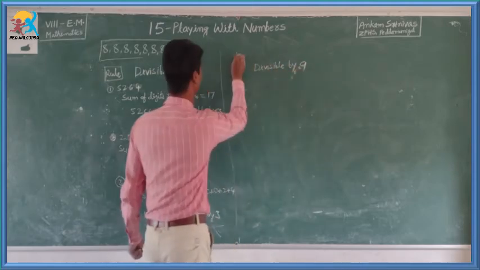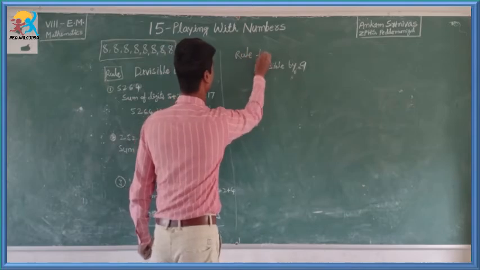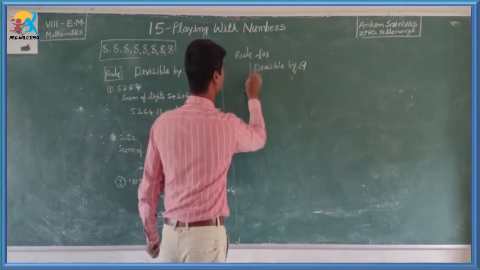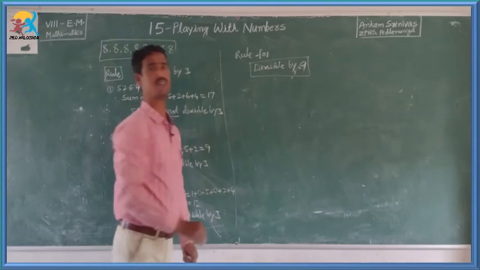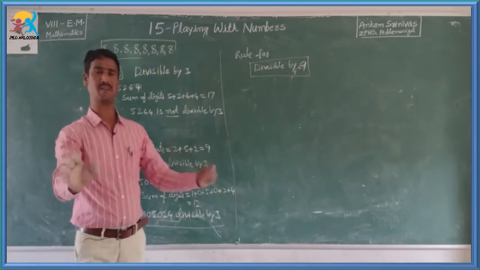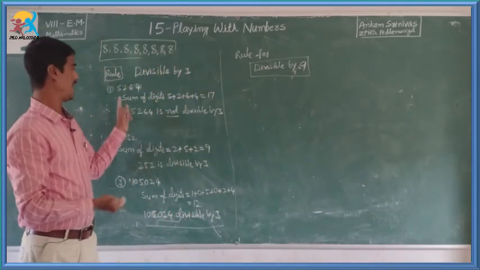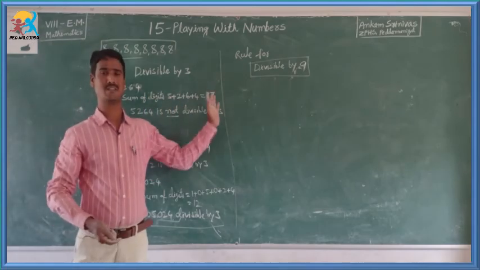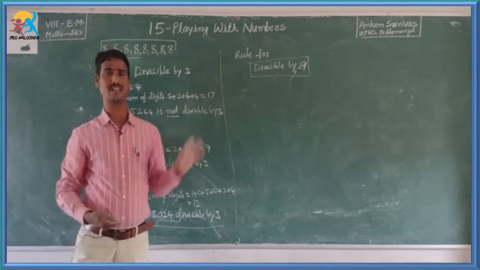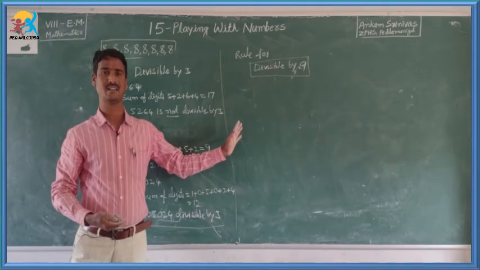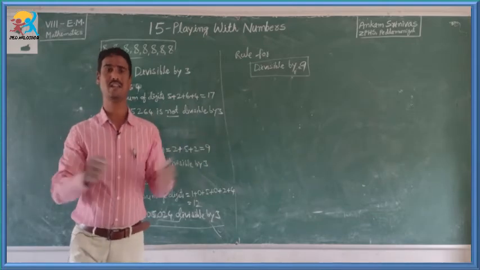Rule for divisible by 9. How to check divisible by 9? The same method we have to follow. Add the sum of digits. If the sum of digits is in the table of 9, it is divisible by 9. Otherwise, not divisible by 9.